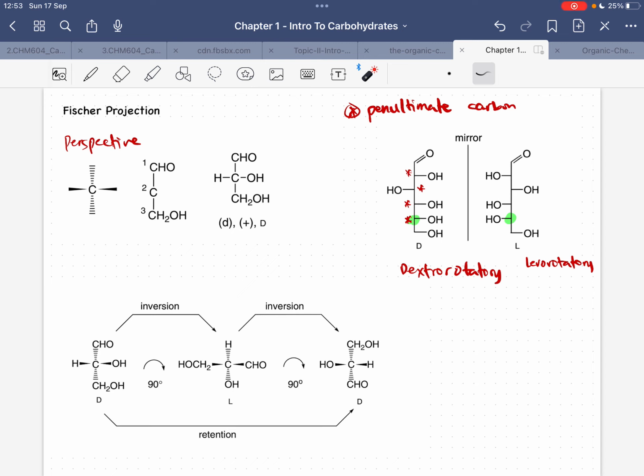So, dire mag-determine ang D and L configuration. Okay? Kung ang OH group is naa siya sa right, it's a dextrorotatory. Kung ang OH group sa penultimate carbon is naa sa left, it's levorotatory. Okay. And sa unang panahon, ang mga chemists nagtuo sila nga pag D sugar kay positive ang optical activity. This is optical activity.